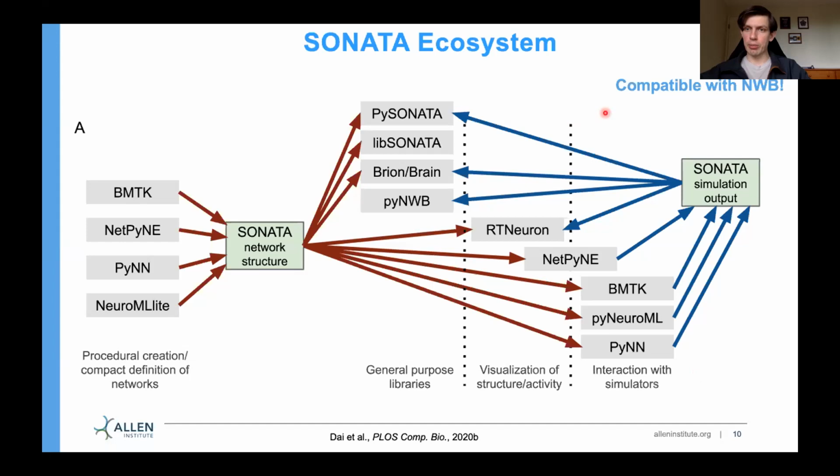This is also compatible with NWB. So NWB is a powerful format for representing experimental neurophysiological data, such as spikes or time series from optical physiology experiments, for example, or electrophysiology experiments. So we work together with that team to create converters between SONATA and NWB. And so now we can go between these two formats in terms of neurophysiological data.